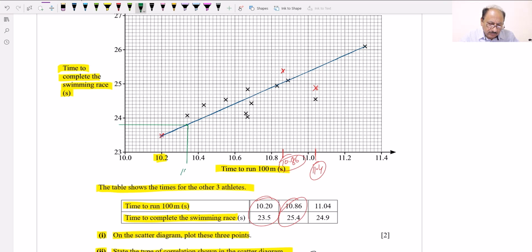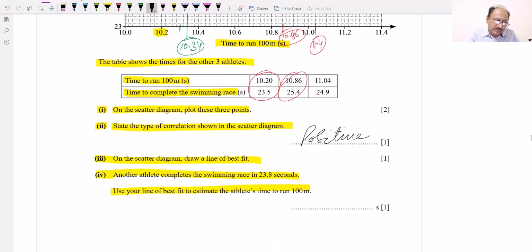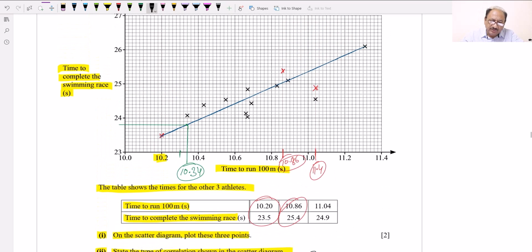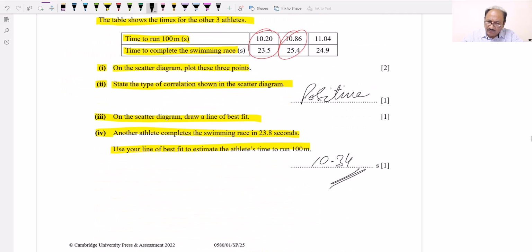This reference is basically 10.3, up to this one will be 10.3 and 10.34. 10.34 will be this mark, so we can write here 10.34. The answer will be a range, so maybe you are getting a little different answer, but it should be within the range, and it depends upon the line of best fit also. So this was a 1 mark question which is done.